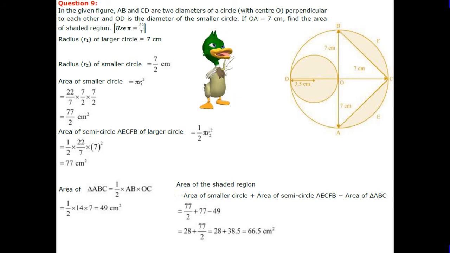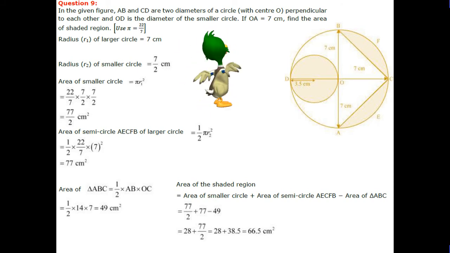Question number 9. In the given figure, AB and CD are two diameters of a circle perpendicular to each other and OD is the diameter of a smaller circle. OA is 7 centimeter. Find the area of the shaded region. Pi equal to 22 upon 7. R1 is 7 centimeter, R2 is 7 by 2 centimeter.